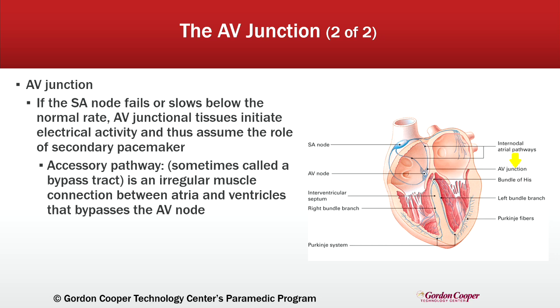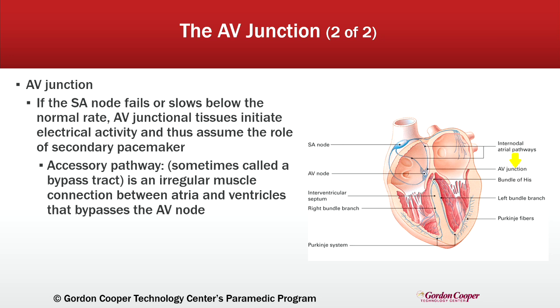Now, what happens if the SA node isn't working right, or its firing rate slows down too much? That's where the AV junction comes into play as a secondary pacemaker. If the SA node fails or slows down below its normal rate, that AV junctional tissue can step in and start its own electrical activity. Even though it's not as fast as the SA node, it'll start pacing the heart at about 40 to 60 beats a minute, just like we talked about earlier. This ensures the heart keeps beating and blood keeps moving even if the SA node isn't doing its job properly.